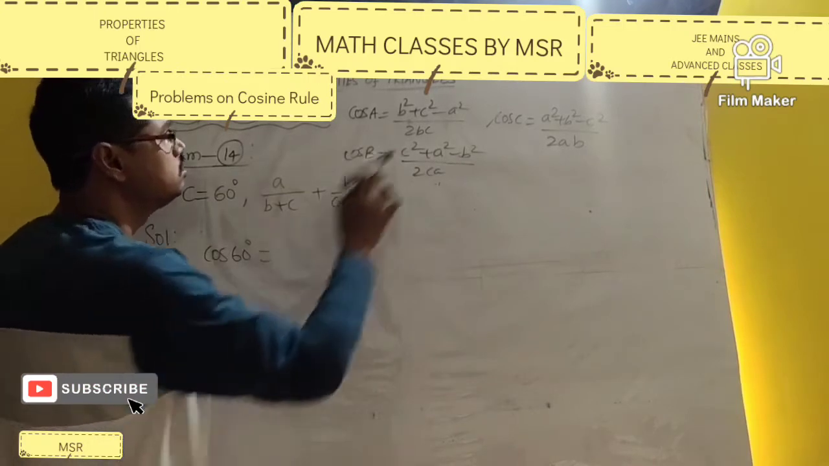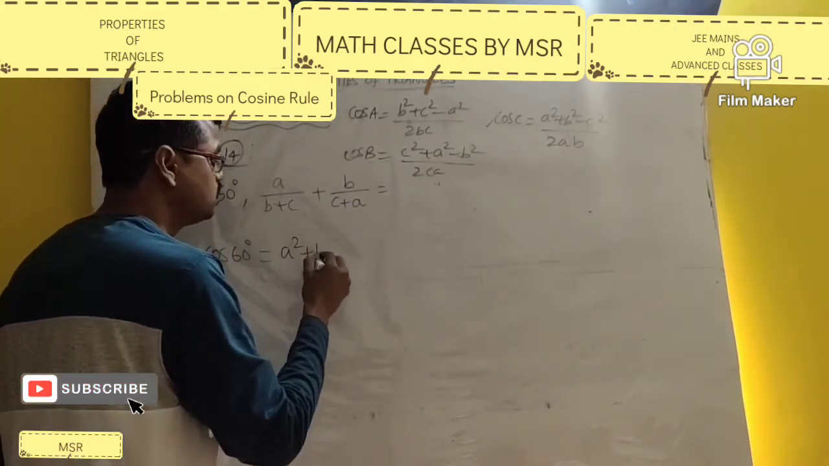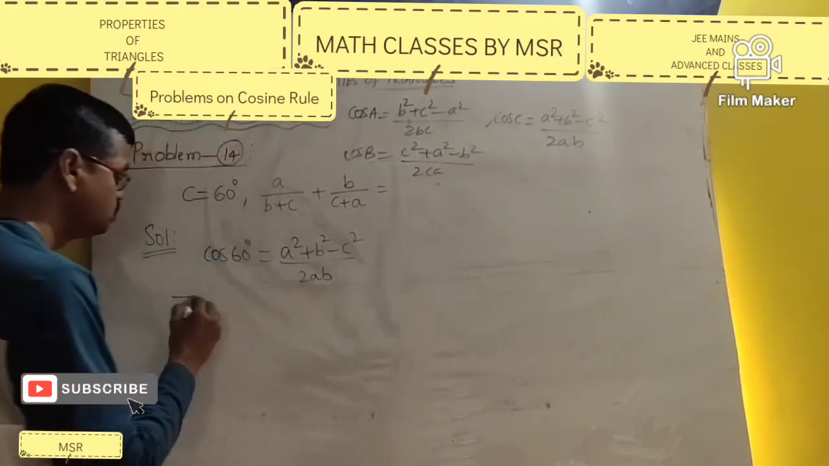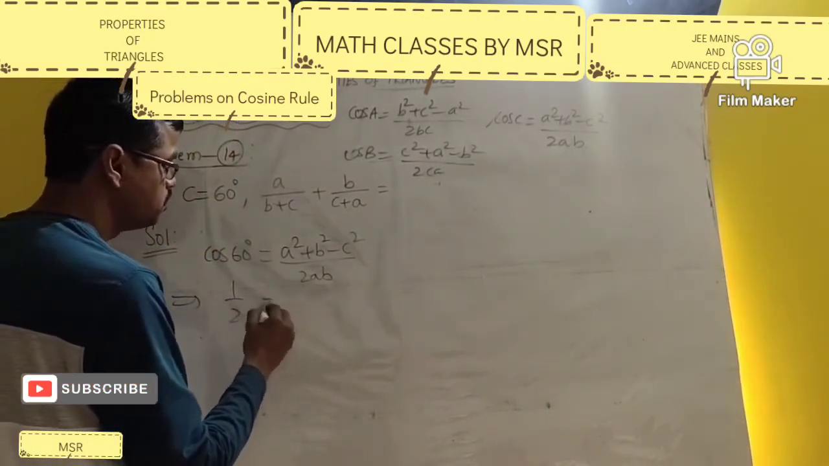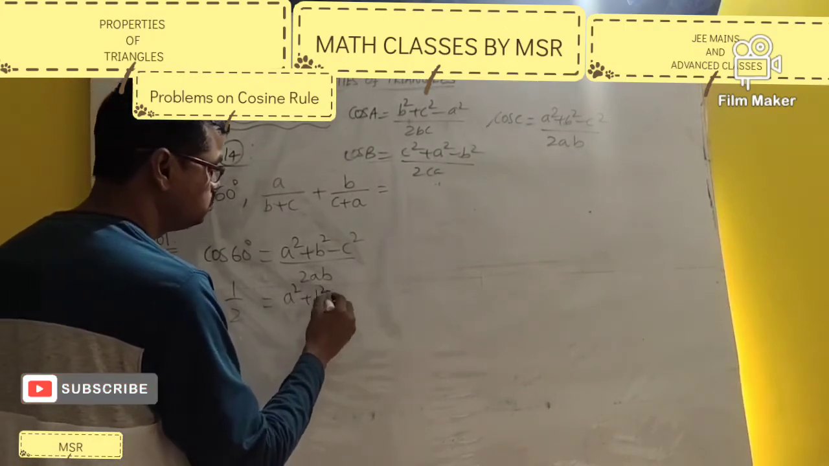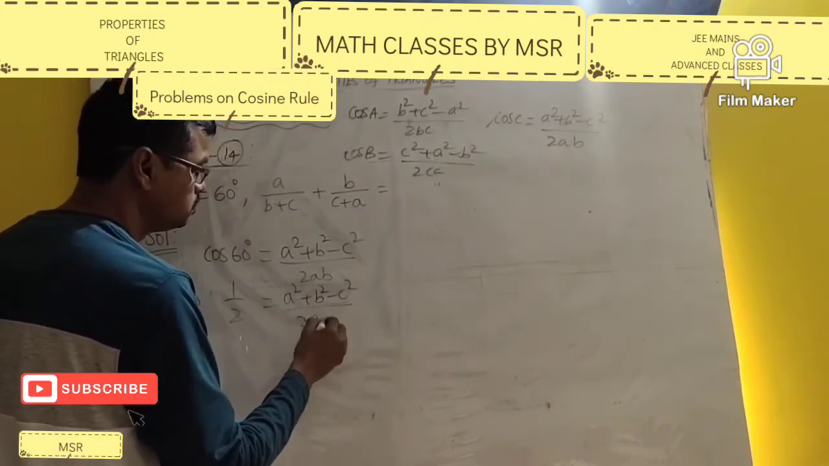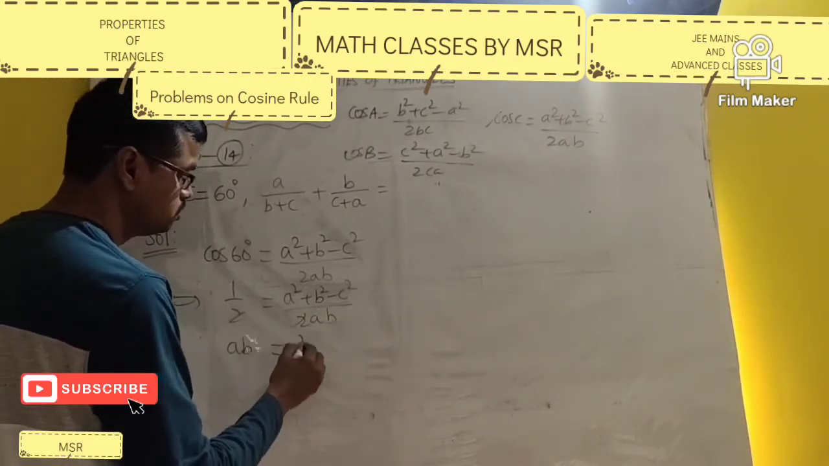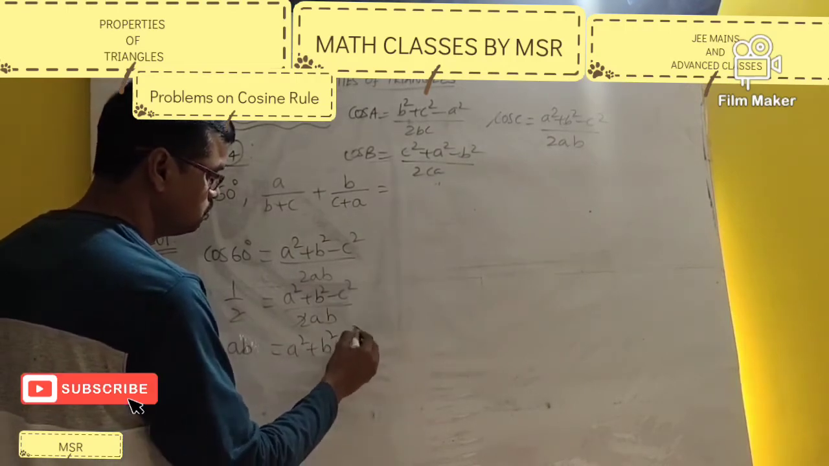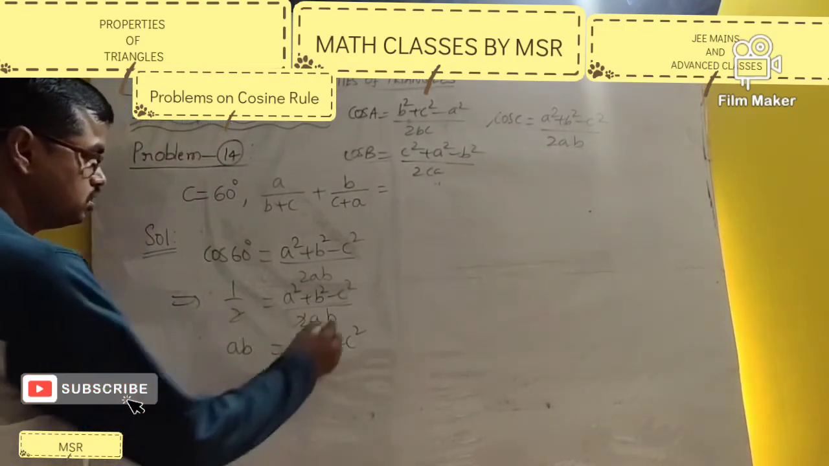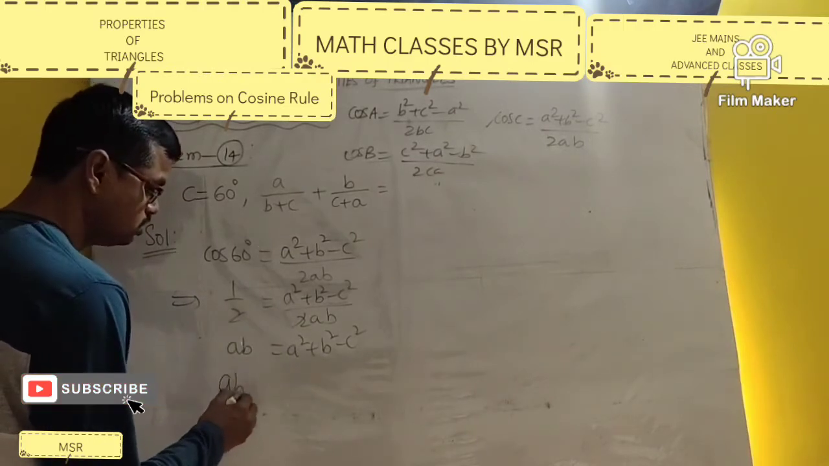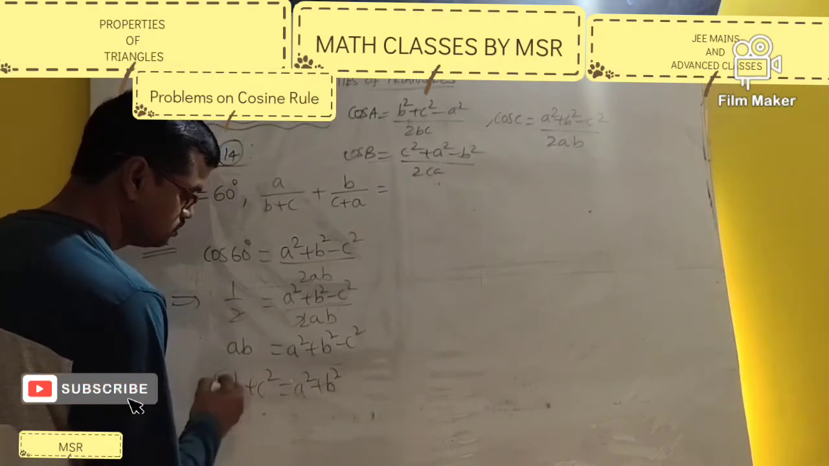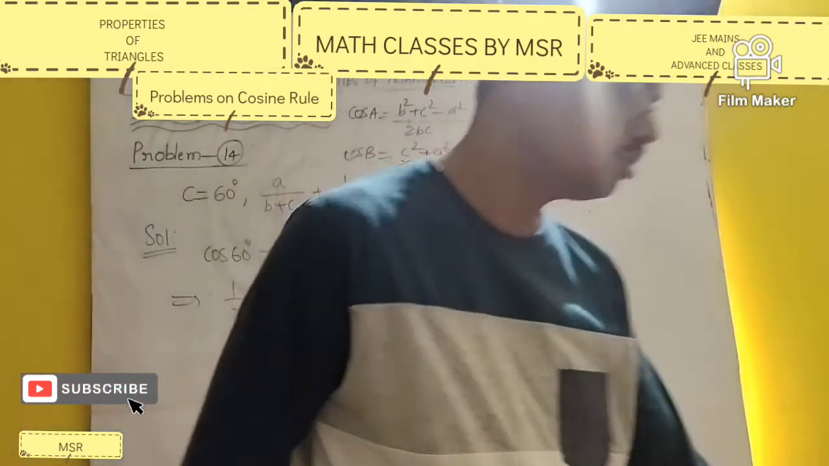Cos 60 equals (a square plus b square minus c square) by 2ab. This value is 1 by 2. So 1 by 2 equals (a square plus b square minus c square) by 2ab. The 2 cancels, and ab is sent to the other side: ab equals a square plus b square minus c square. Or otherwise, bringing the minus c square to this side, ab plus c square equals a square plus b square. This is one condition we got.